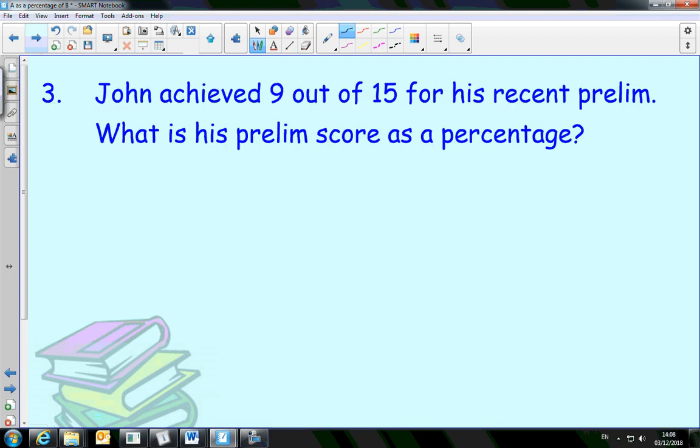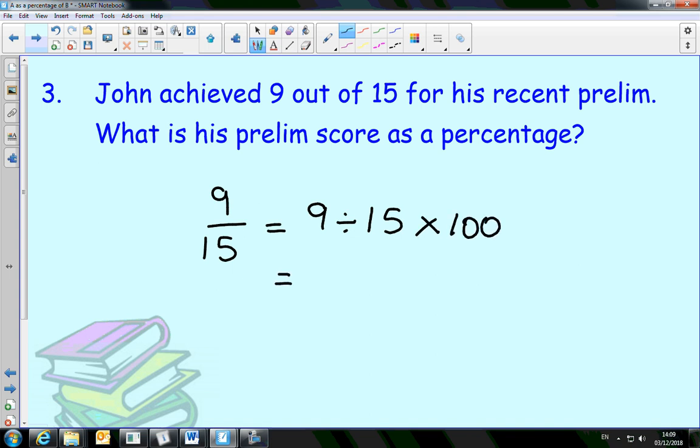And your last question you had was, John achieved 9 out of 15 for his recent prelim. What is his prelim score as a percentage? So 9 over 15. So 9 out of 15 written as a fraction is 9 over 15. Now you can't write that as an equivalent fraction over 100. So we're just going to use our calculators. So what you should have done was 9 divided by 15, which changes it into a decimal, then multiplied by 100 to change it into a percentage. So when you do that on your calculator, you should have got 60%.